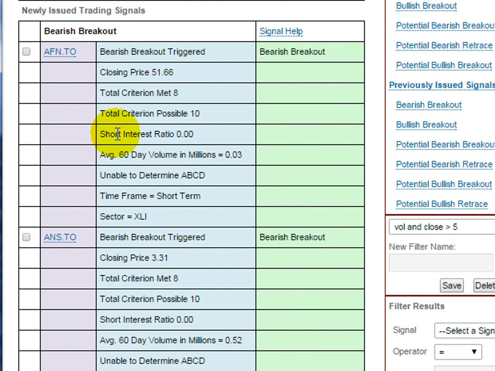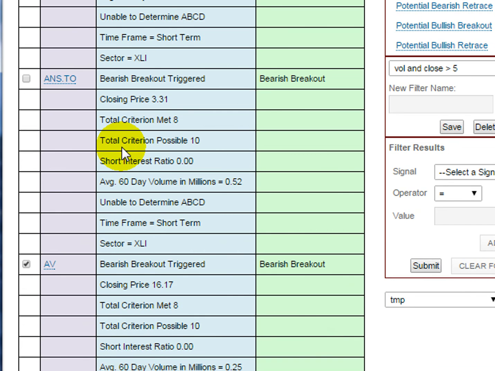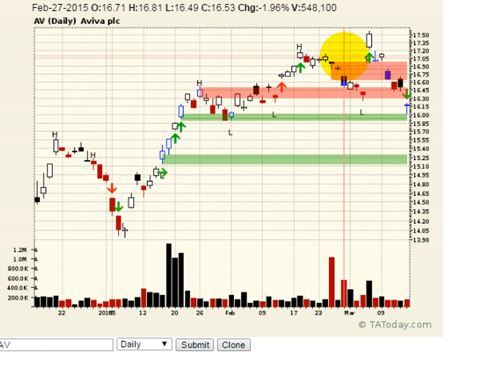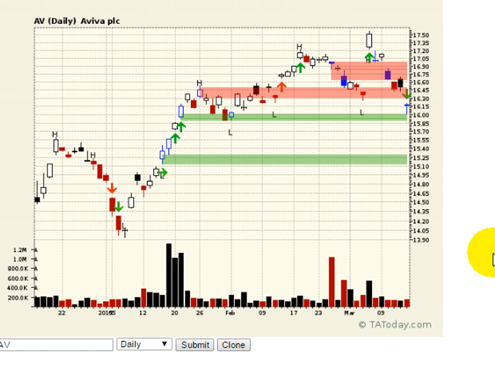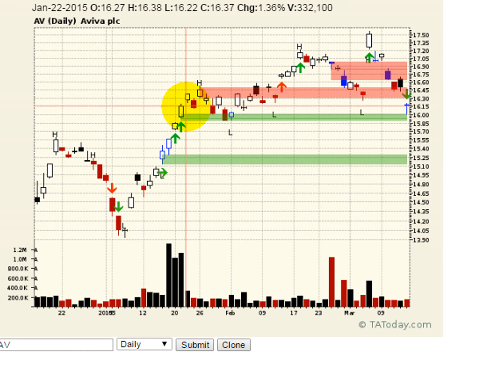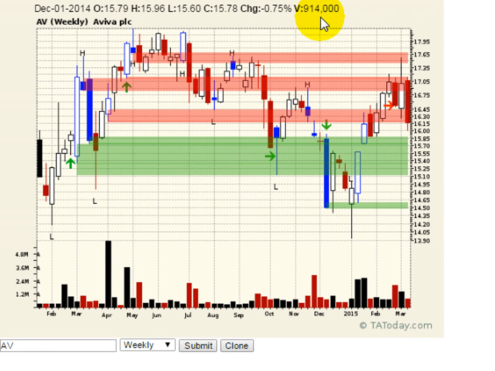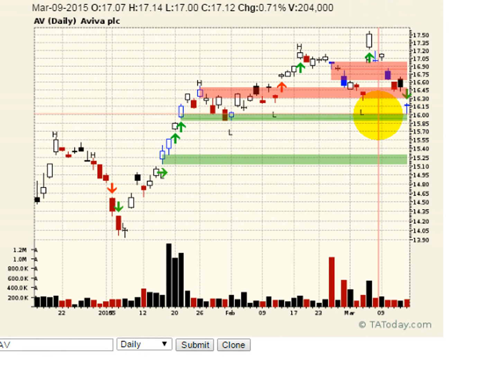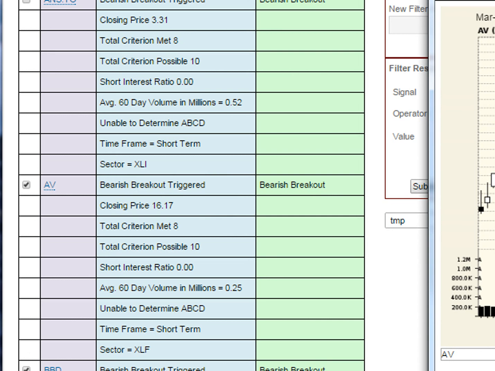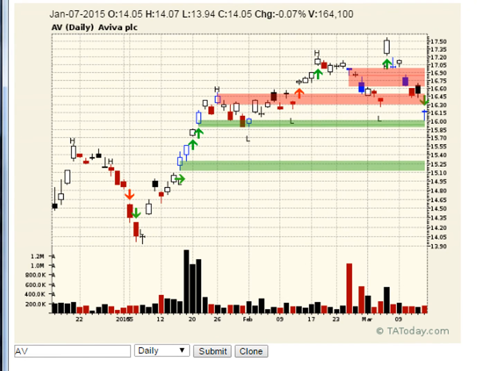Now let's get into the signals themselves real quick. If we look at these signals, and let's just click on one of them, the first thing it's going to do is pop up a chart of that particular stock that we just clicked on. This is a bearish one, so what you're going to notice here is that it has transitioned because it said it was a bearish breakout. So let's review the signal right quick. A bearish breakout was triggered, okay, on the short-term time frame.